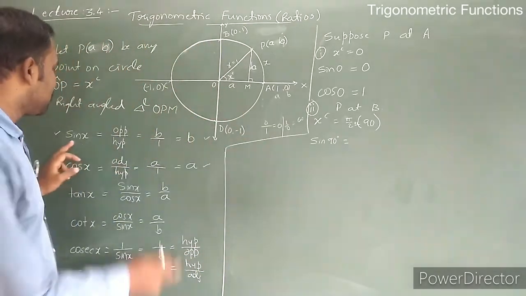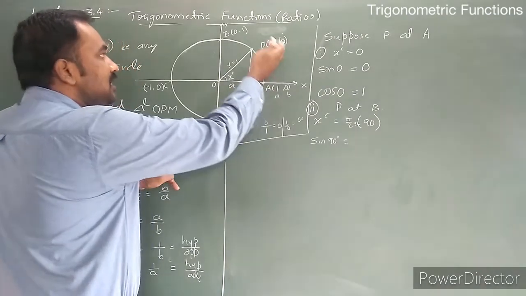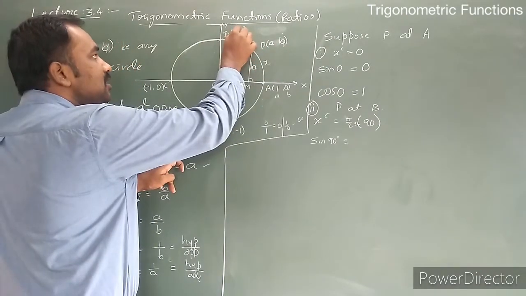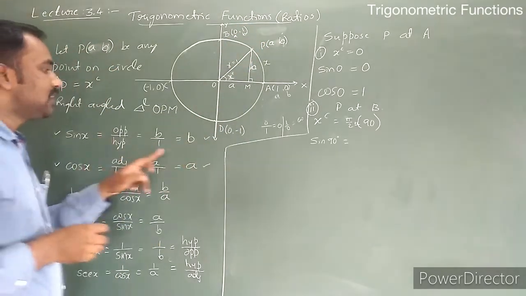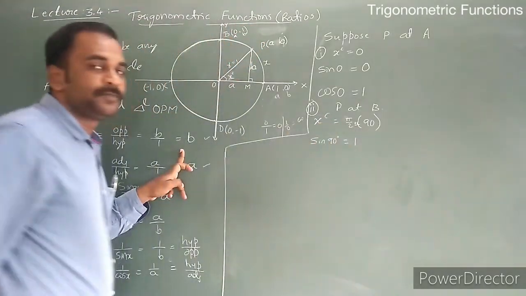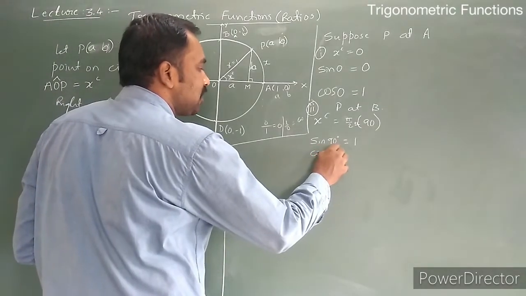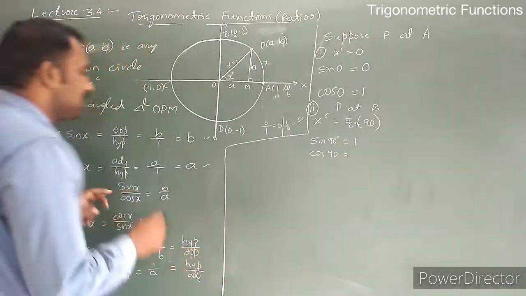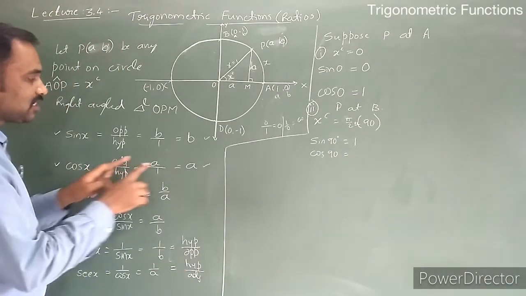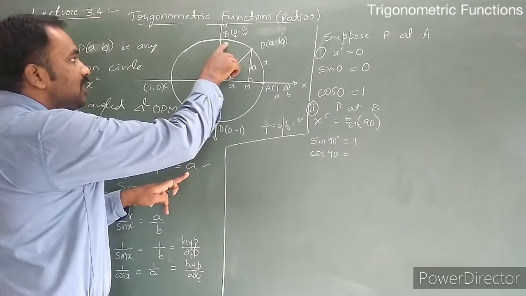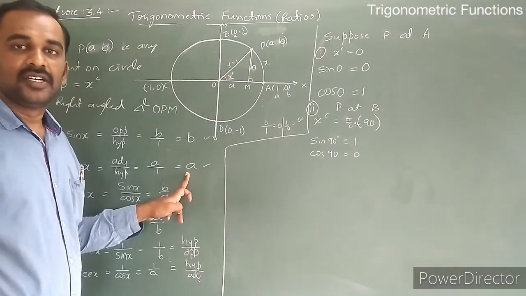Again the same thing. Sine definition is B. The P point lies at B. That means the A value is 0, the B value is 1. Sine of 90 is equal to how much? 1. Sine 90 is equal to 1. Similarly, cos of 90. Cos of x is A. Cos of 90 degree, the A value is how much? It is 0.